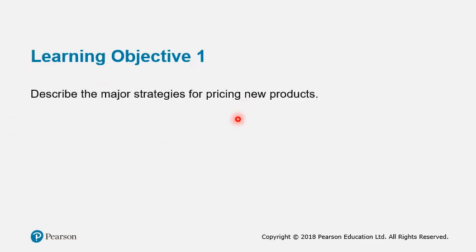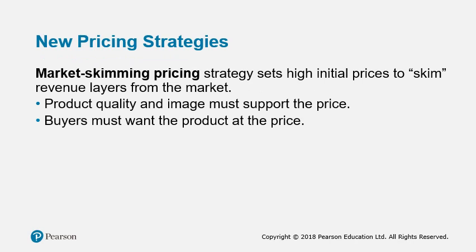So let's look at the first learning objective. So basically, there are two pricing strategies for a new product. The first one is the market skimming pricing strategy, where you set high initial prices to skim revenue layers from the market. Typically, product quality and image must support the price.